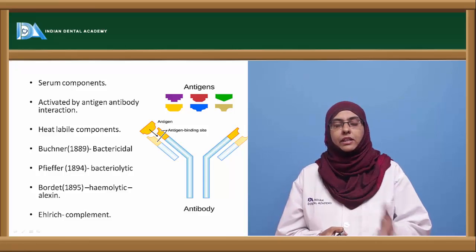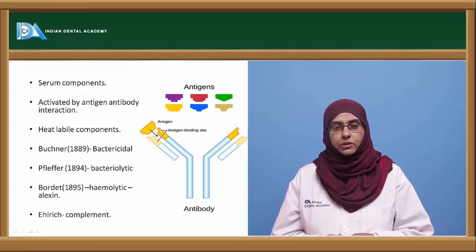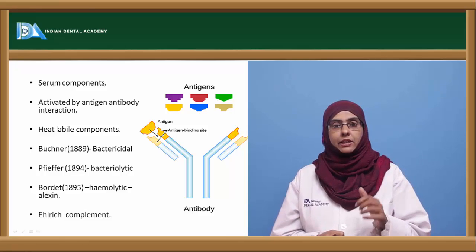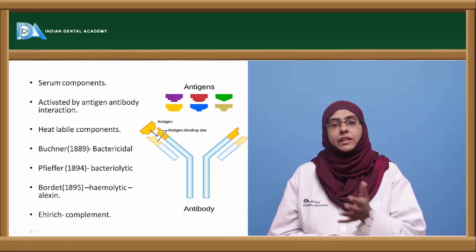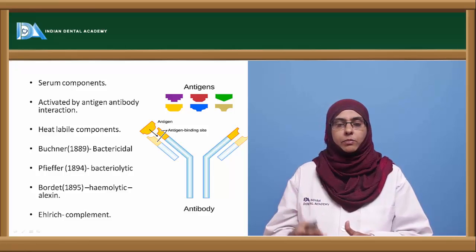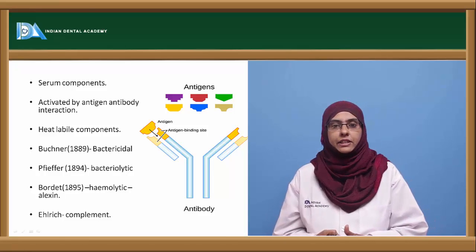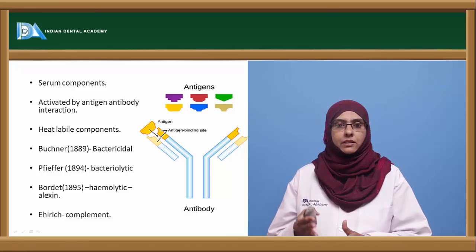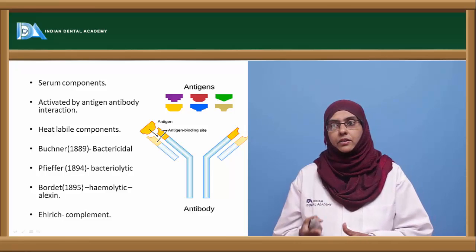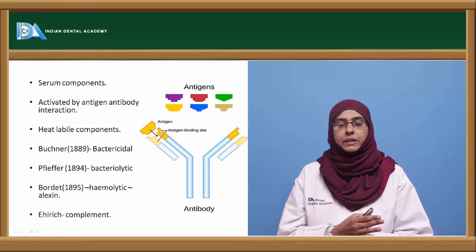Before that, they circulate in inactive forms, and these proteins are usually heat labile components. Initially it was thought that there is a certain component in the serum that is heat labile in nature, and that the bacteriolytic activity is lost when these components are inactivated. Studies were carried out on this component by different scientists. It was Buchner who proposed that the bactericidal activity is present in normal serum, having components that are usually heat labile in nature, and it was Pfeiffer who proposed the concept of bacteriolytic activity, again with the same components present in normal serum.